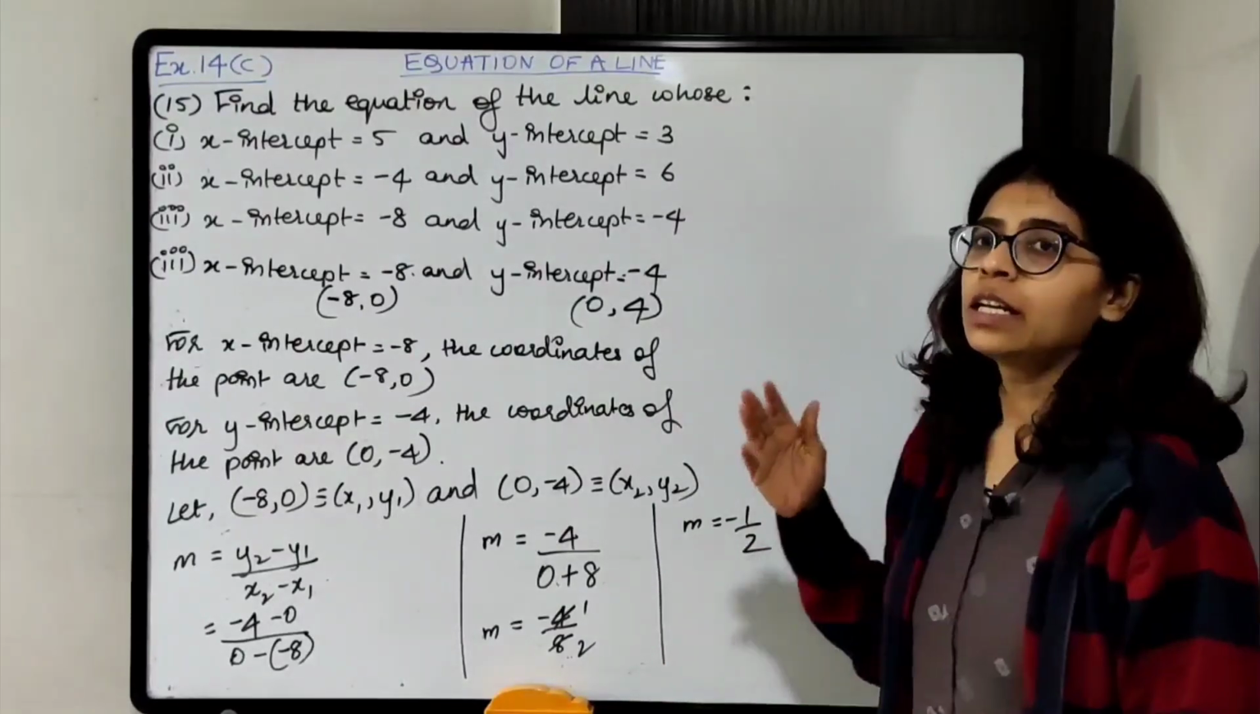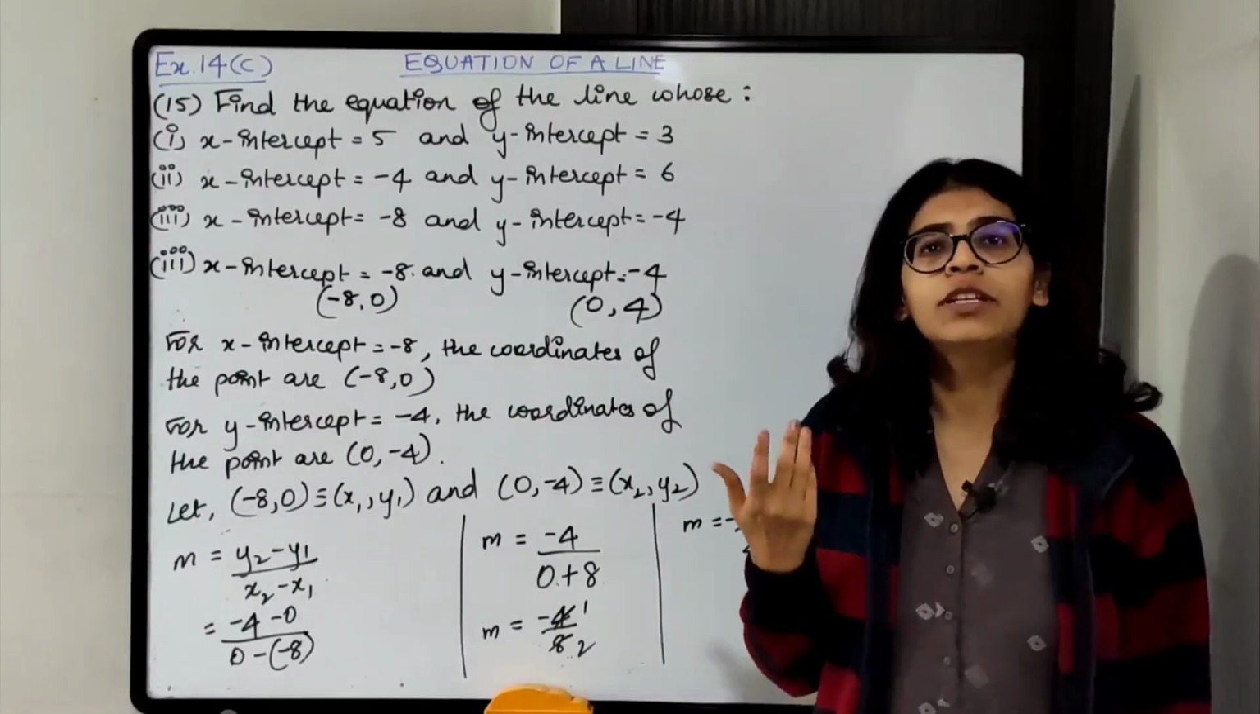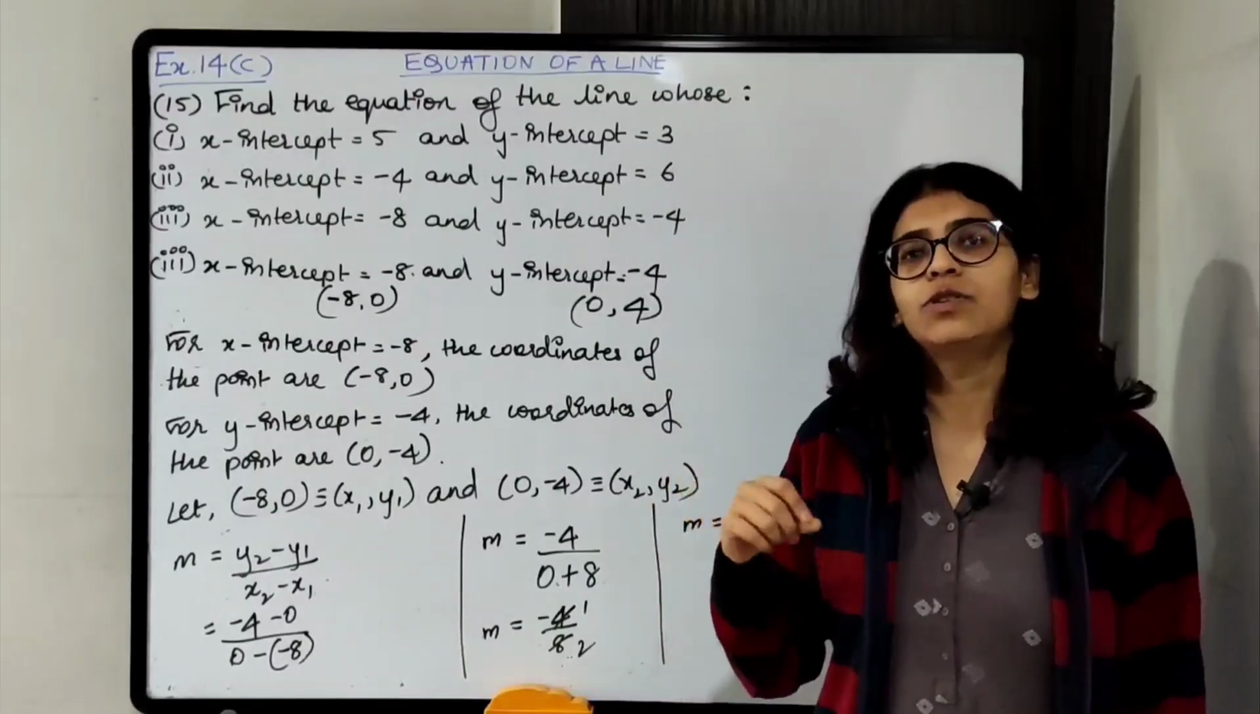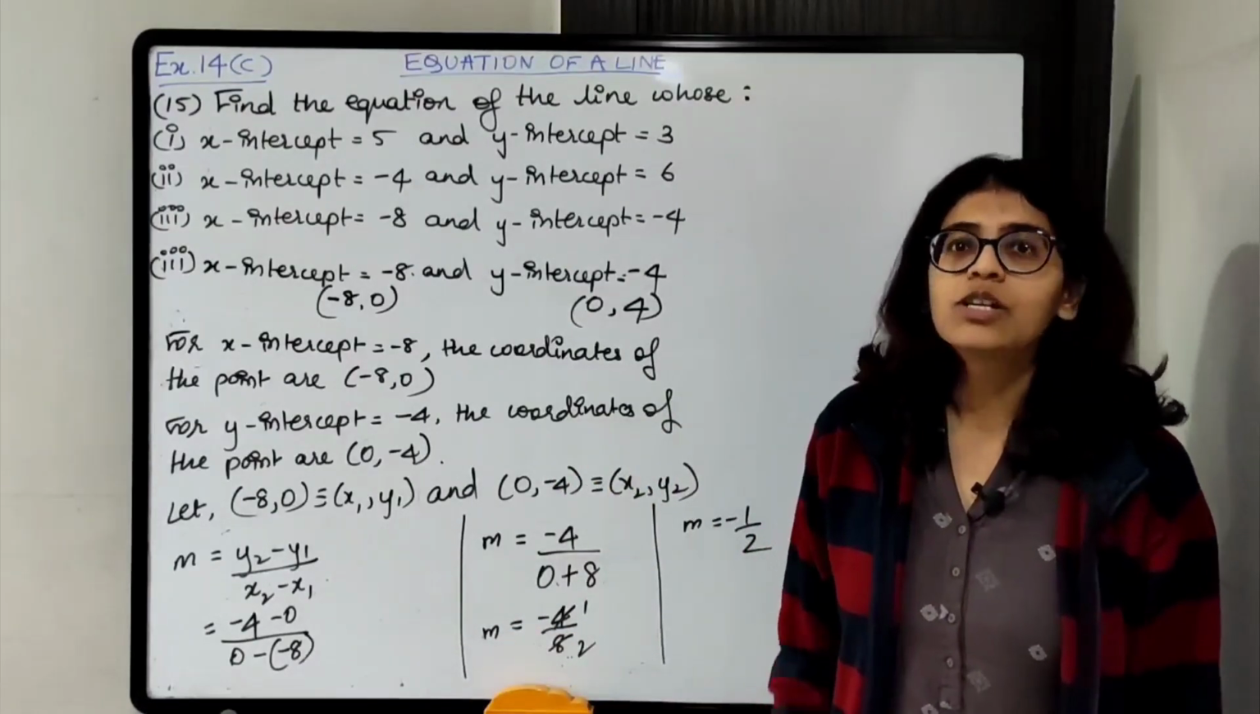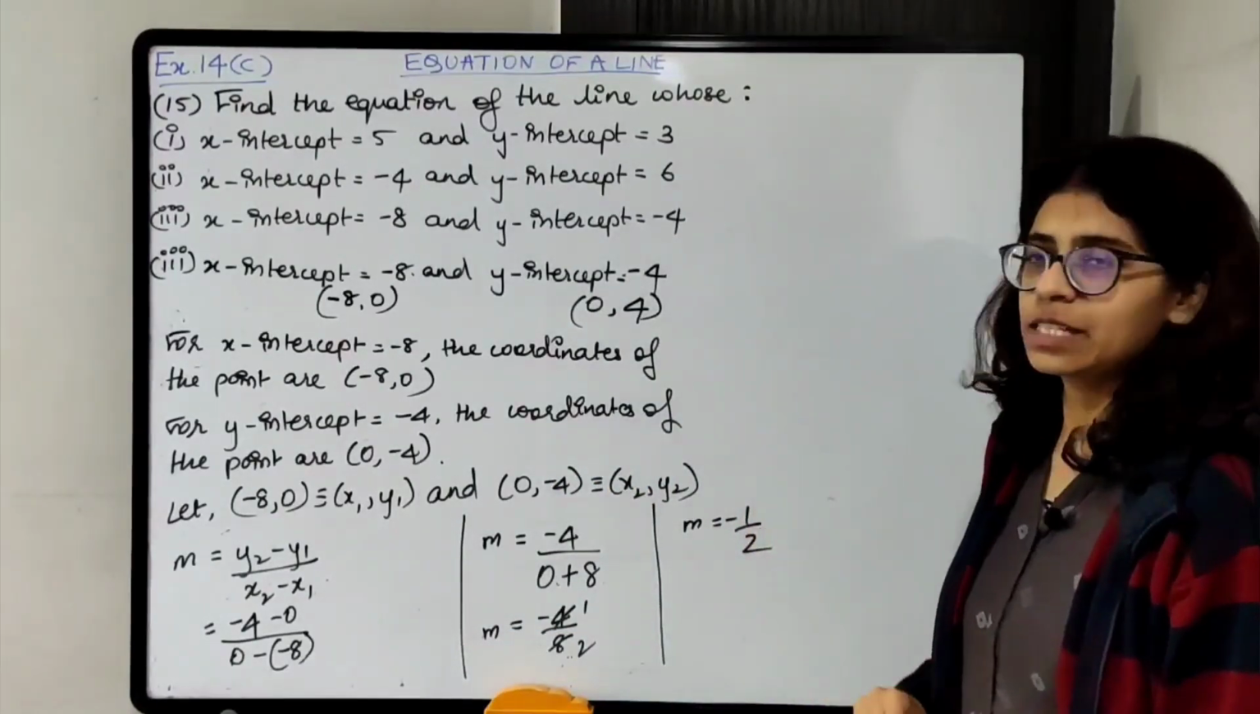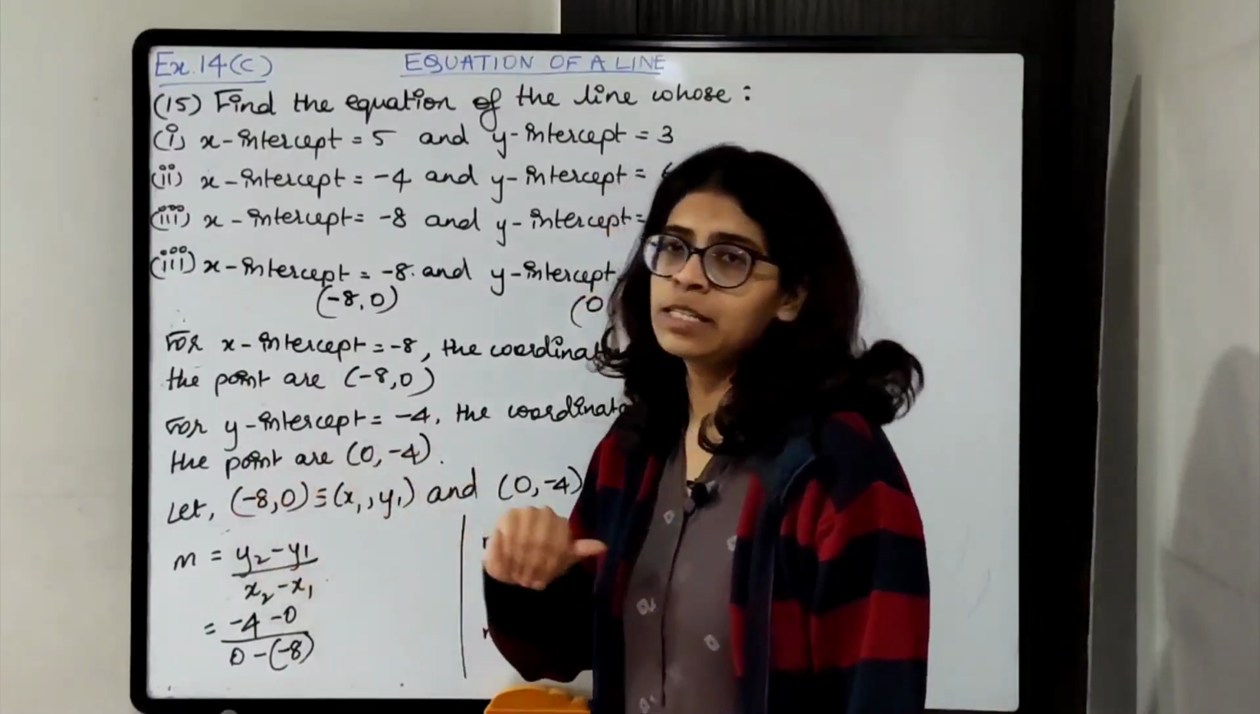Okay. Now we will find out the equation of the line using the formula y minus y1 is equal to m into x minus x1. So we'll write down m equals minus half and x1 y1 is minus 8 comma 0.